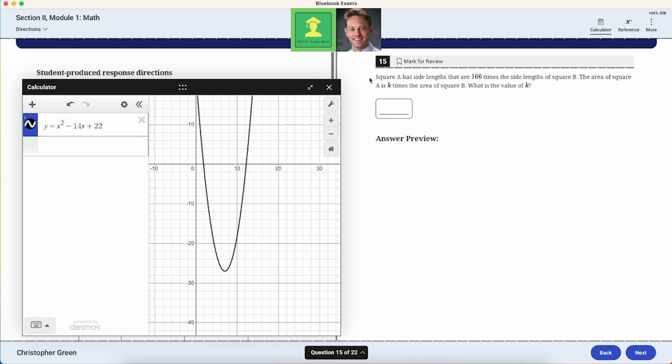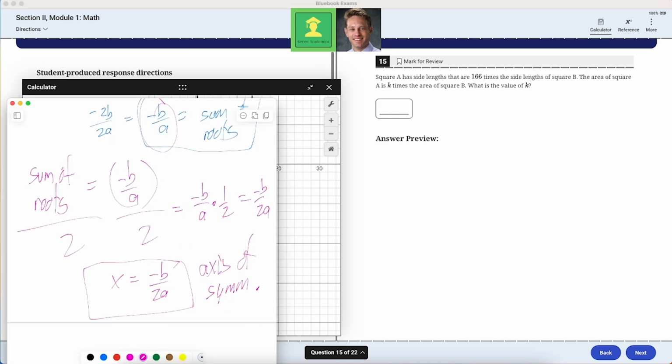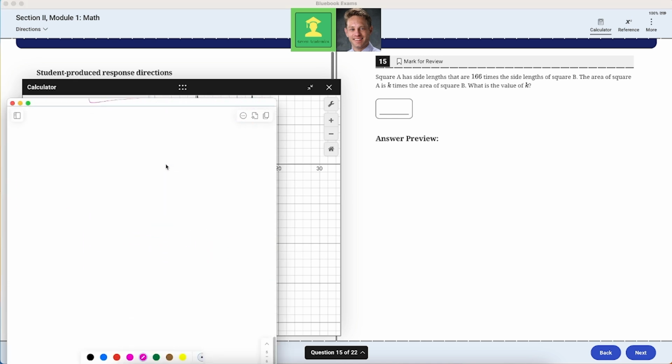Square A has side lengths that are 166 times the side lengths of square B. The area of square A is k times the area of square B. This is a tricky question because a lot of people would accidentally say 166, but that's not how square variation works. When in doubt, think of a much simpler example.